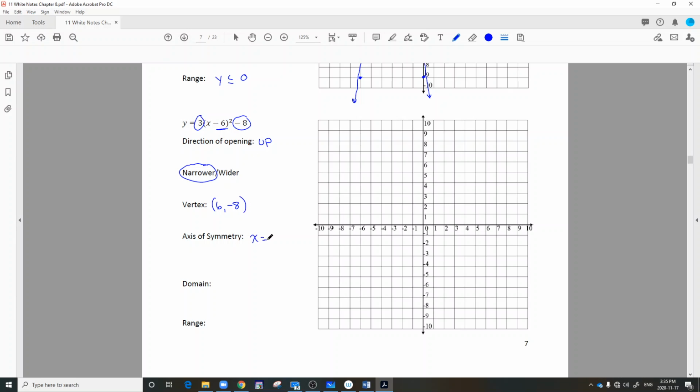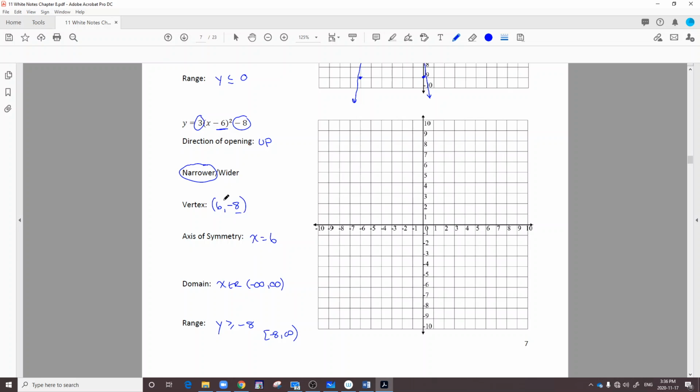Axis of symmetry is always the x value of the vertex. Domain is always x's, or -infinity to infinity. And then your range is always related to that y value of your vertex. Because it's opening up, it's going to be greater than or equal to -8, or square bracket, -8 to infinity.